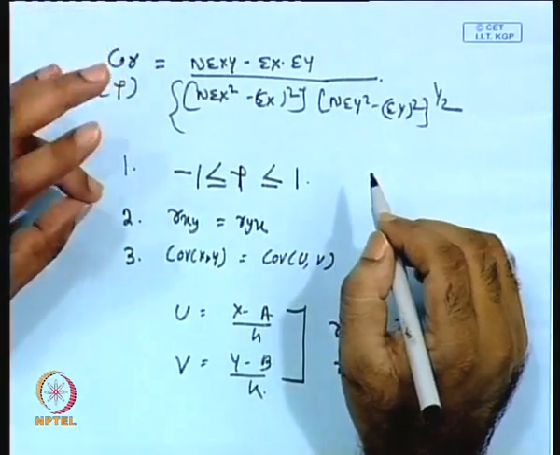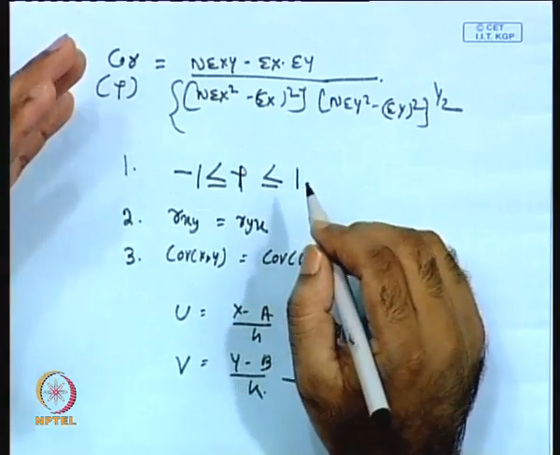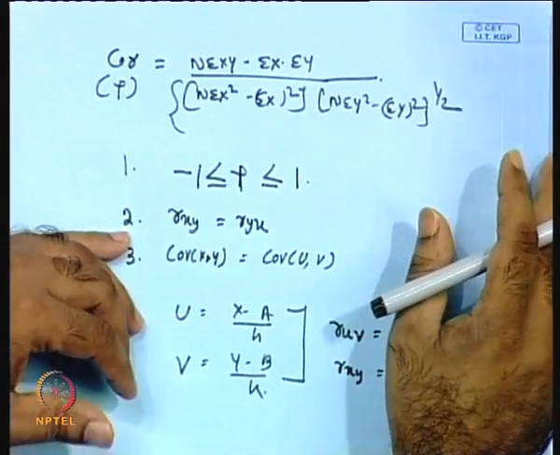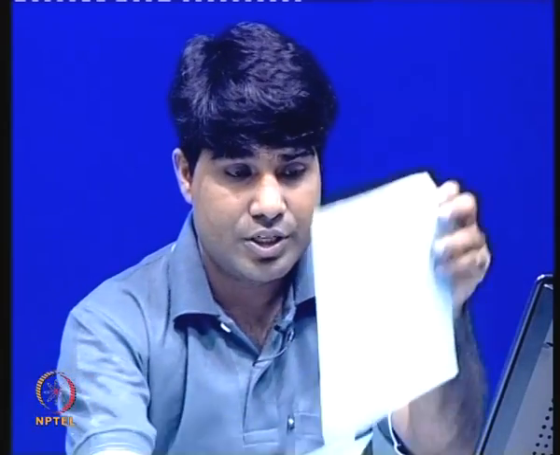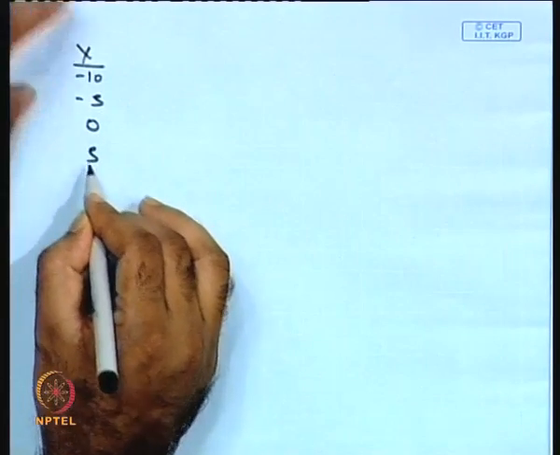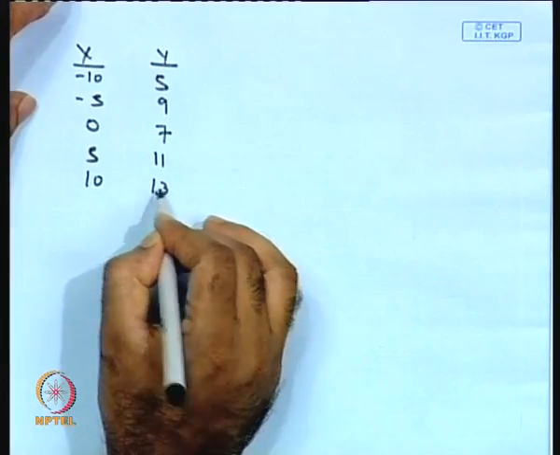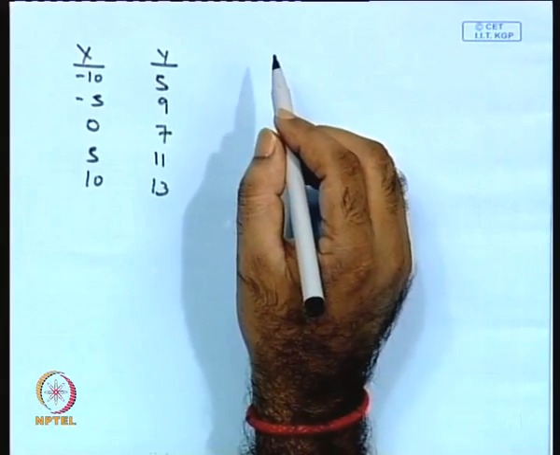Before proceeding further, I would like to highlight one thing: one of the conditions of correlation is that the variable structure or sample observations must be uniform for both x and y. Let me take an example of how to calculate the correlation coefficient. The example is: x represents minus 10, minus 5, 0, 5, 10, and y represents 5, 9, 7, 11, 13. We need to calculate the correlation coefficient.